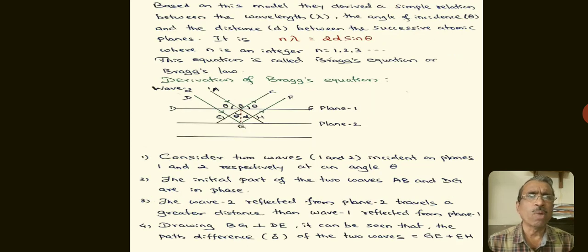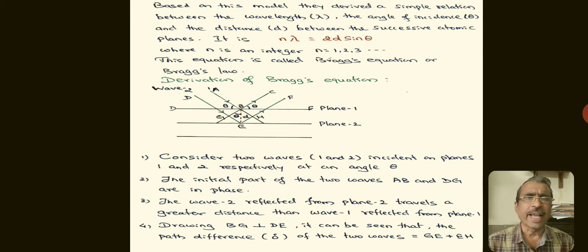Based on this model, they derived a simple relation between the wavelength, the angle of incidence and the distance between the successive atomic planes. It is n lambda equals 2d sine theta. This equation is called Bragg's equation or Bragg's law. Let us study how this Bragg's law can be derived, that is, the derivation of Bragg's equation.